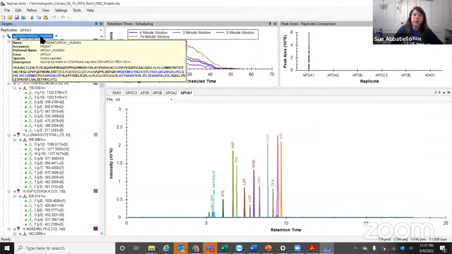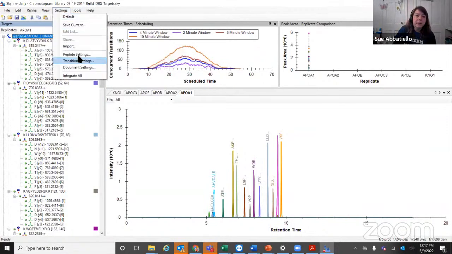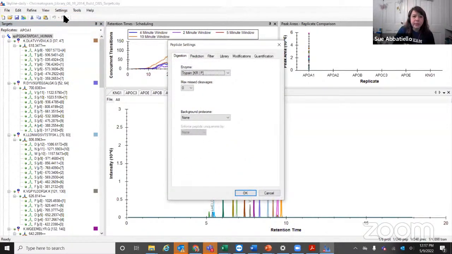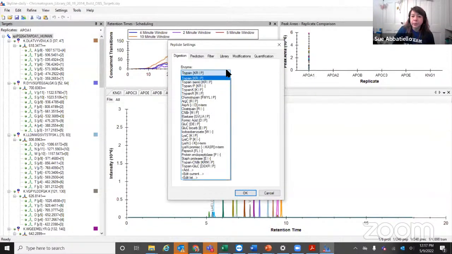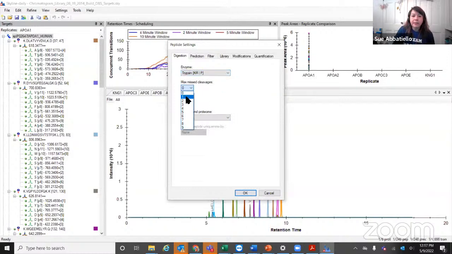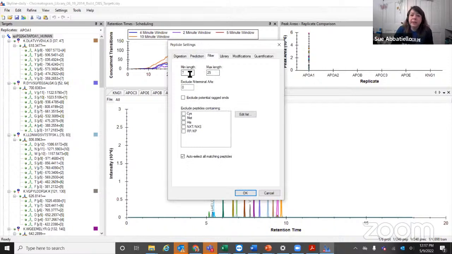And that's why when we go through the in silico settings, like peptide settings, so settings, peptide settings, digestion, you can include different proteases. You can include max missed cleavages. I usually have 1 or 2. In the prediction tab, nope, I don't want to do that yet. In the filter, this is looking at the minimum and maximum peptide lengths, and then exclude N-terminal amino acids. So here's where I would put at least a few amino acids to exclude at the N-terminus. Okay, everybody good so far?